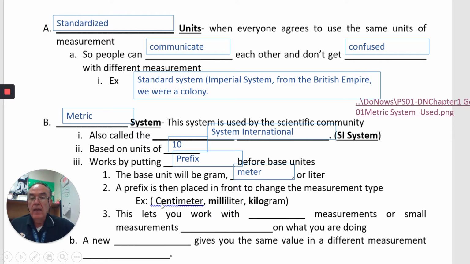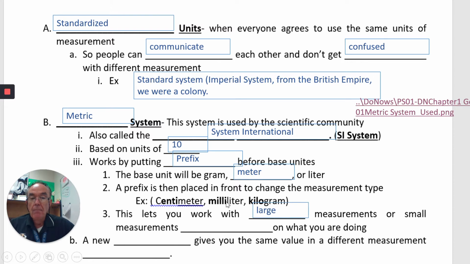And you kind of have heard these prefixes before, like how many years in a century? 100. Centi is 100th. In a millennium, there's 1,000 years. A milli, like millennium, is a 1,000th.